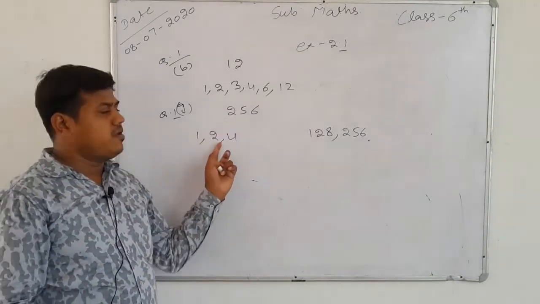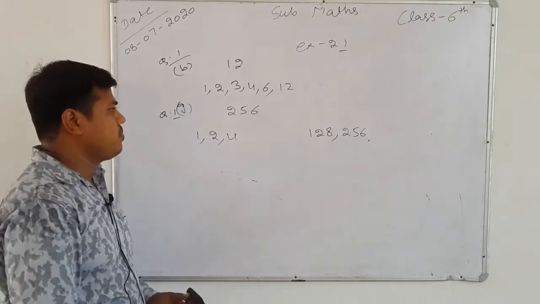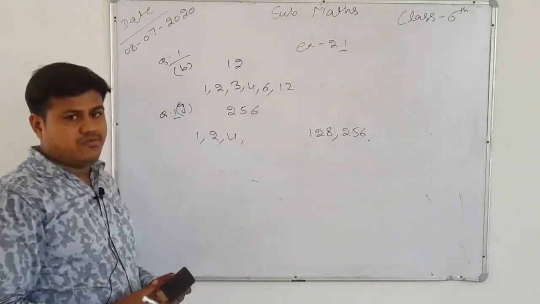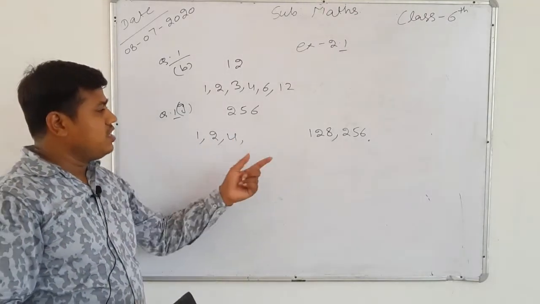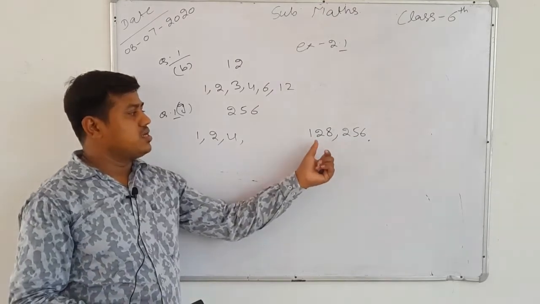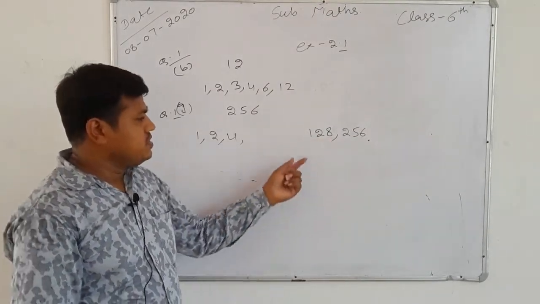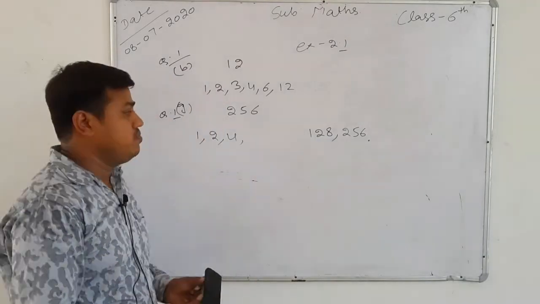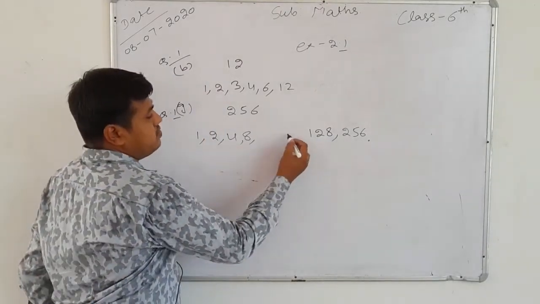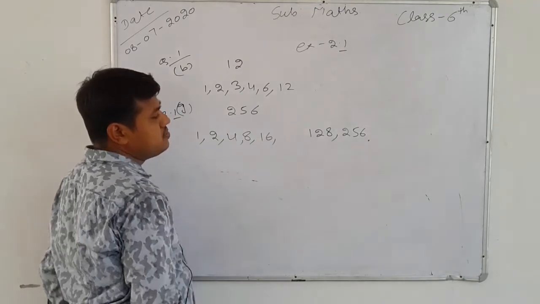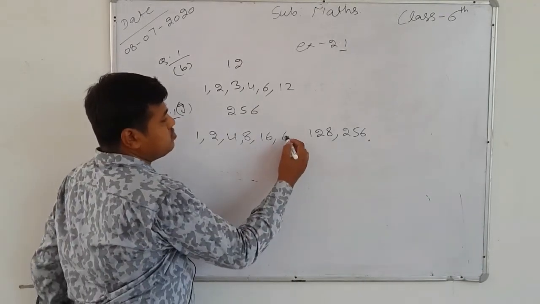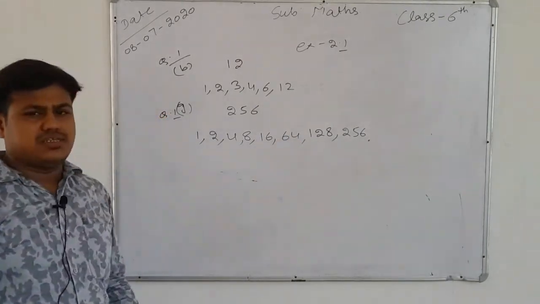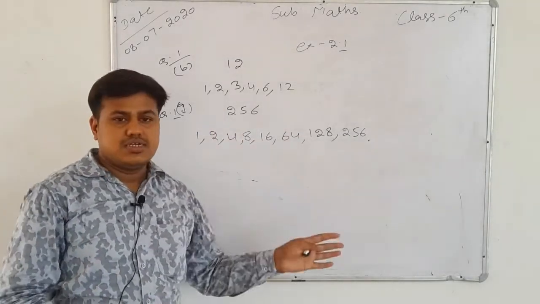If we divide this number by 4, it is completely divisible. If we try 5, no. If we try 6, no. Generally, we choose the multiples of 128. Let me see, 128, in the table of 16 on the place of 8, so 8, 16, we can choose 64 also. So these are generally the factors of 256.